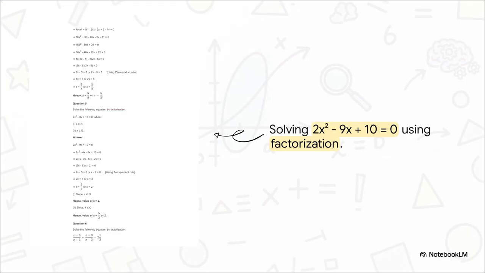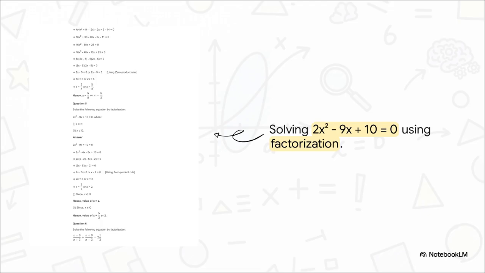Let's see how this brilliantly illustrates exactly what we were just talking about. We've got the equation 2x squared minus 9x plus 10 equals 0. Let's find our puzzle numbers. So our a is 2 and our c is 10, meaning they multiply to 20. Our b is negative 9. Okay, what two numbers multiply to positive 20 but add up to negative 9? Negative 4 and negative 5.